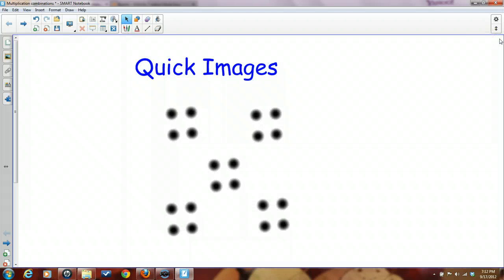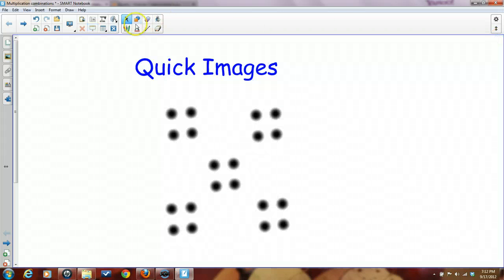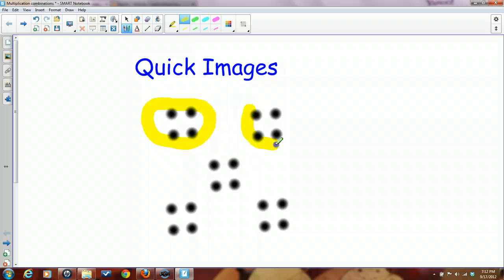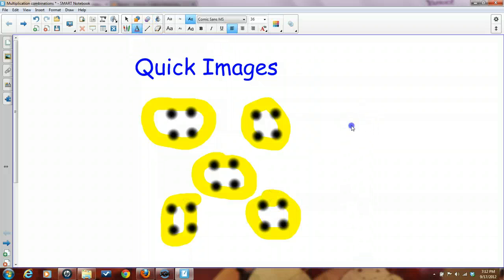All right, you should have something in mind. Let's check and see. Look again at the picture and see if you're right. So what'd you come up with? If you said 20, you were right. There are a group of 4, group of 4, group of 4, group of 4, and a group of 4. That tells us that we had 4 times and there were 5 groups. 5 groups of 4 equals 20.